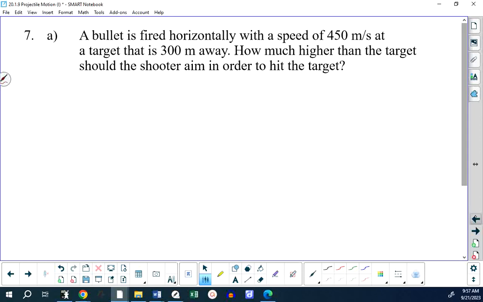So a bullet is fired horizontally with a speed of 450 meters per second. Now we are taking a lot of liberties here with our assumptions. There is a fair amount of friction initially with a bullet moving through the air, but it's not significant enough to change things. By the way, 450 meters per second is faster than the speed of sound.